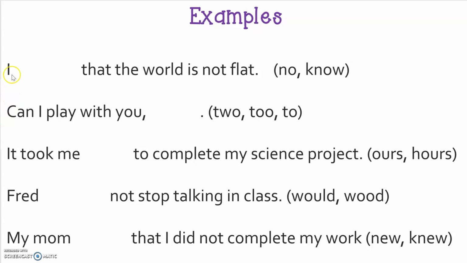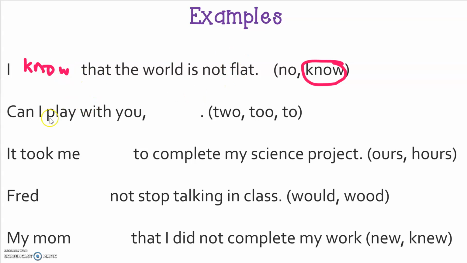The first sentence says, I blank that the world is not flat. So here are two homophones, no or know. Which one would fit into this? I blank that the world is not flat. I no, as in no way, Jose, or no, you're not getting it? Or I know, meaning I know something, that something is in my head. Which one would fit here? So the correct one would be know. I know that the world is not flat.